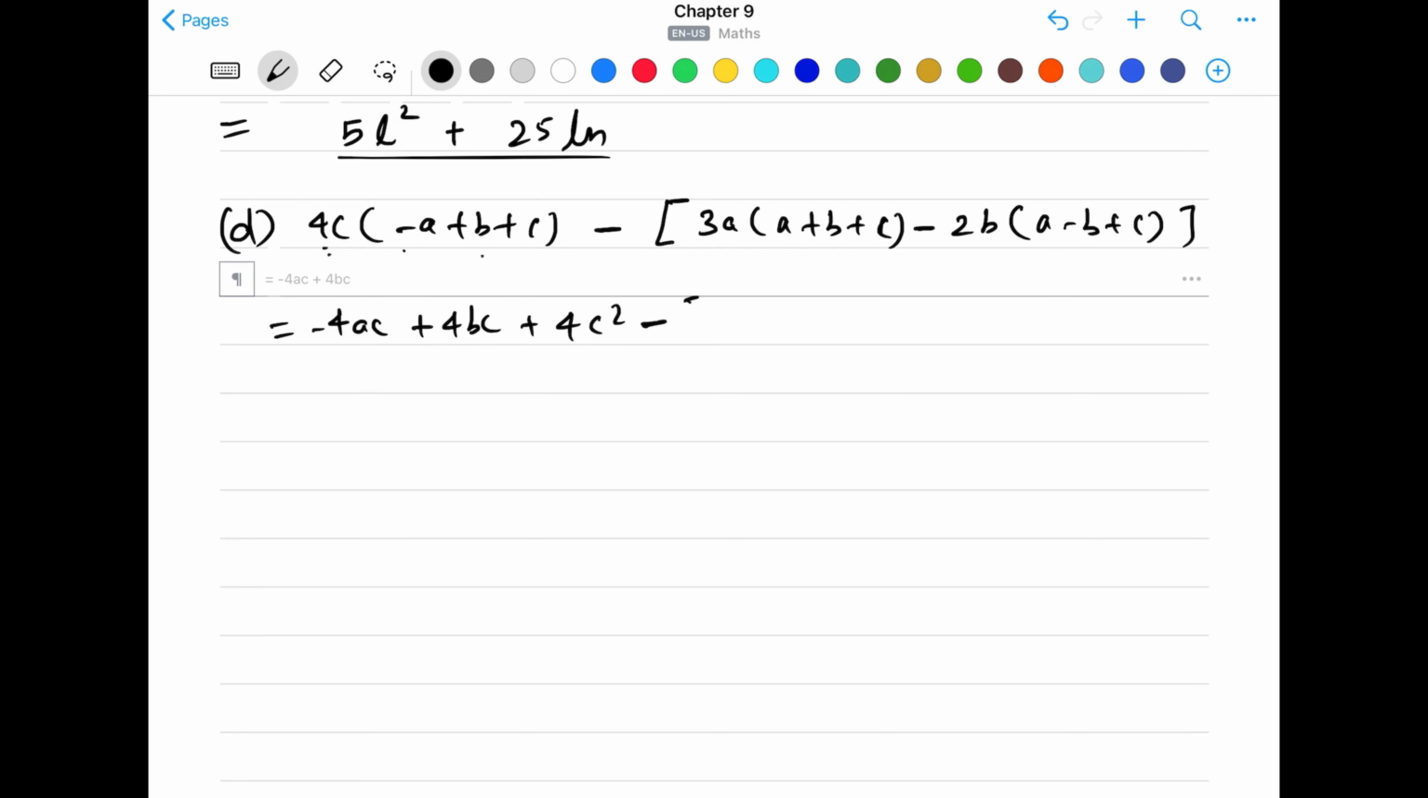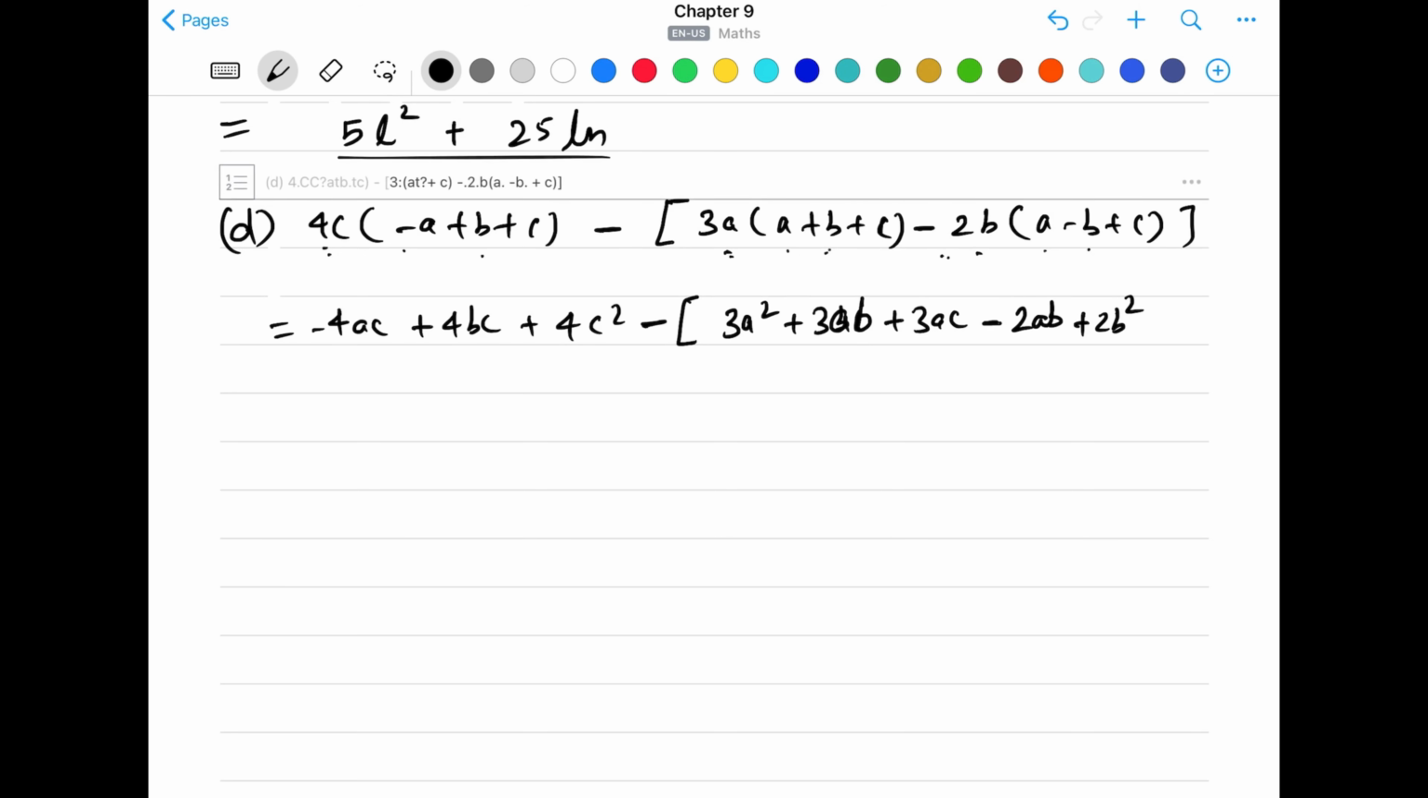Okay, write this minus sign between and start the bigger bracket. Now let's multiply the terms given inside the bracket, that is 3a into a will be 3a square, this 3a into b will be plus 3ab, then 3a into c will be plus 3ac. Then we have this minus 2b into a will be minus 2ab, then 2b into minus b will be plus 2b square, and then we have this minus 2b into plus c will be minus 2bc.